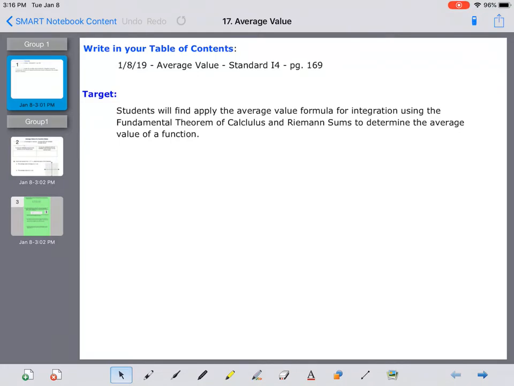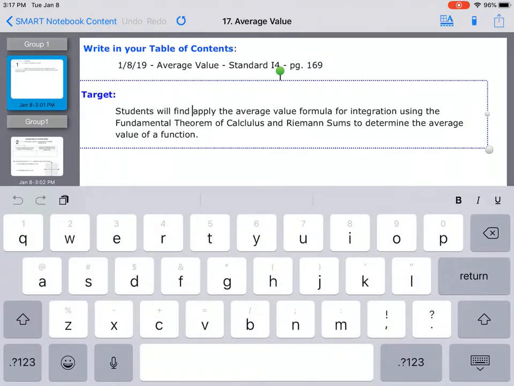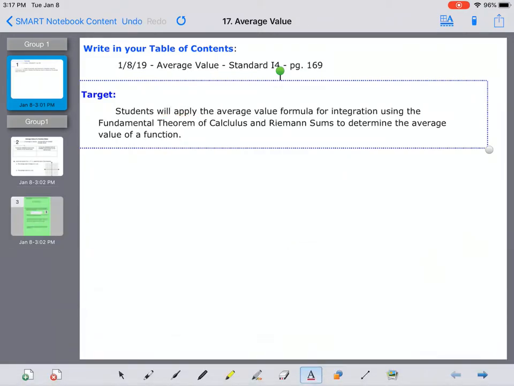It's a formula, we're plugging into the formula, but the process itself still comes down to the fundamental theorem of calculus. And then this is page 169 of the notes that you got today in class. Target says students will find, it really should say students will apply. Let's correct that first. Not will find and apply. We'll apply the average value formula for integration using the fundamental theorem of calculus and in some cases Riemann sums to determine the average value of a function.